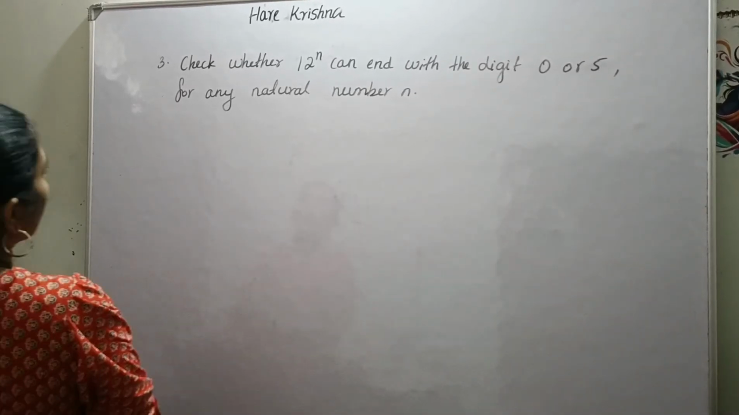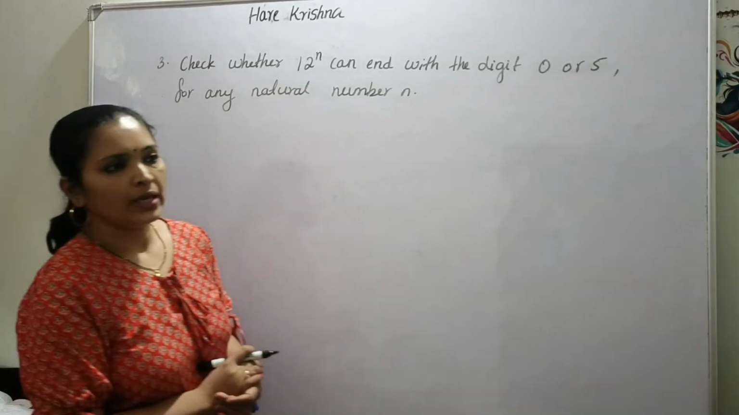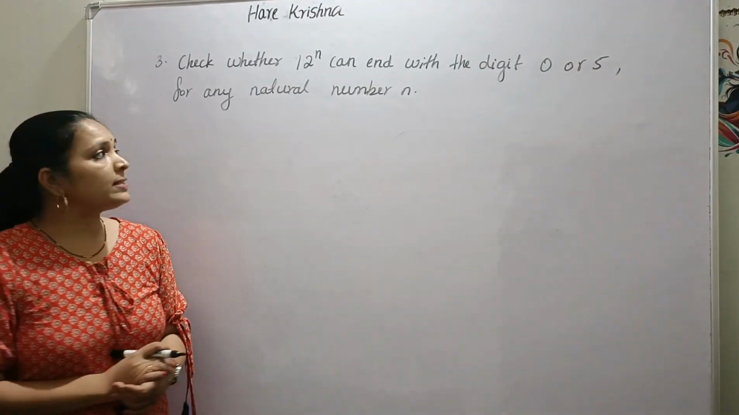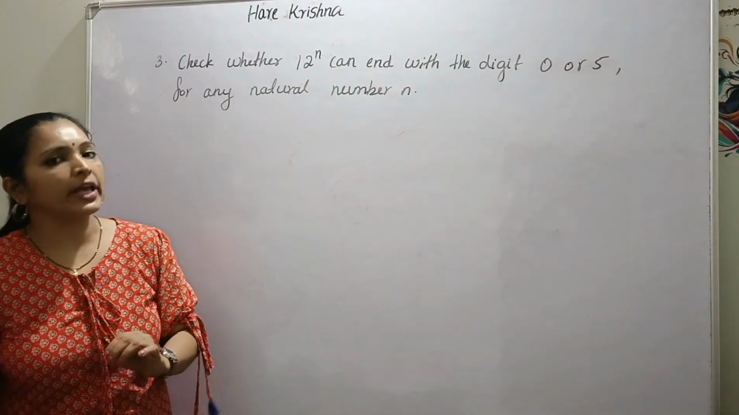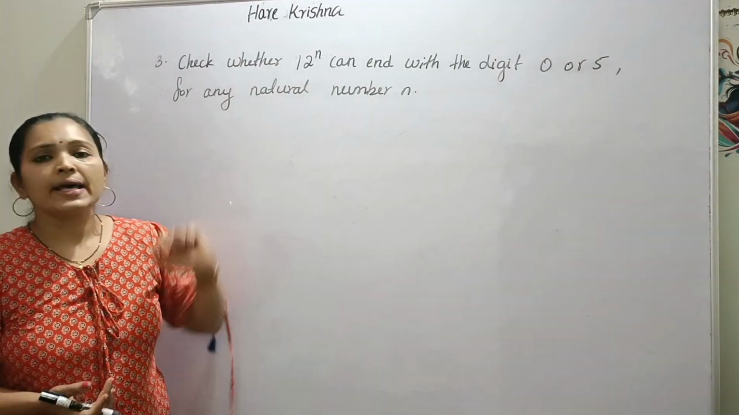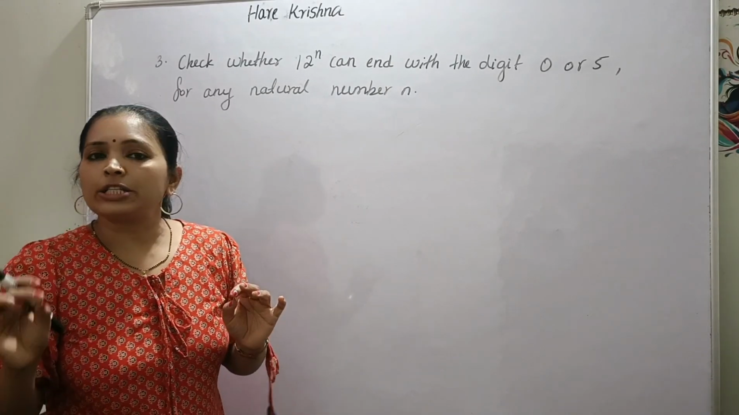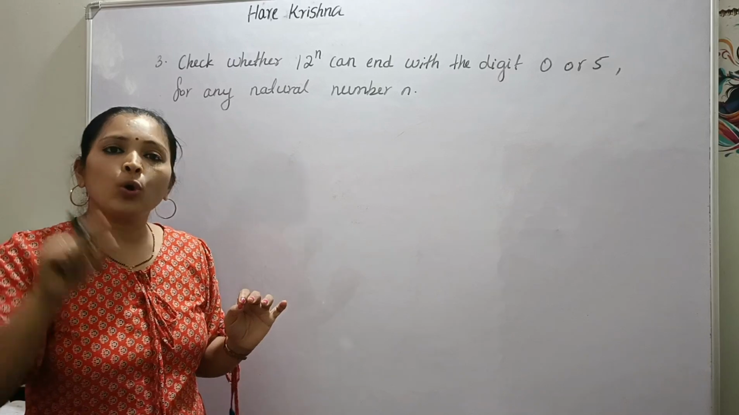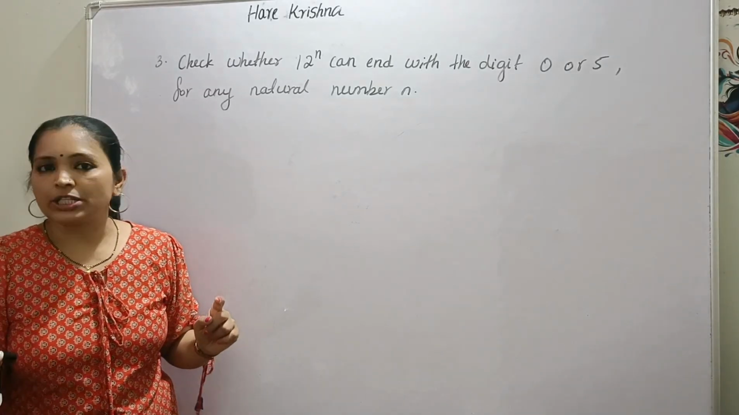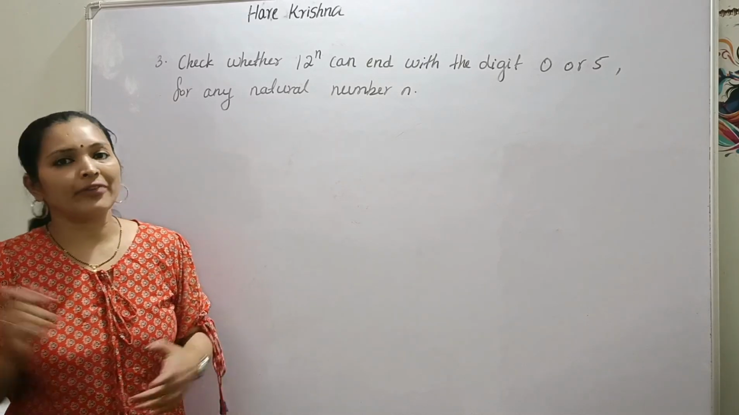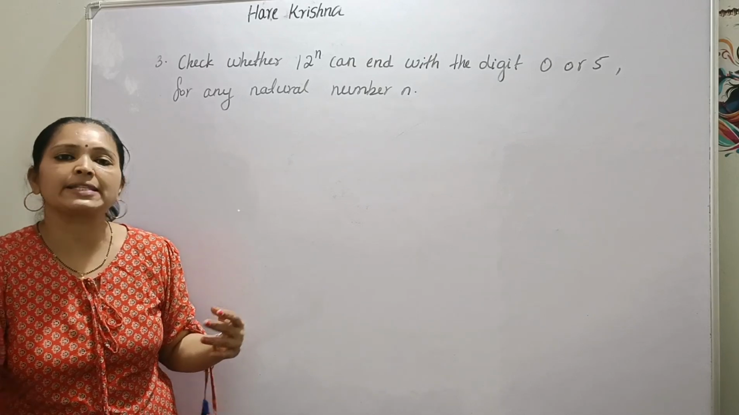Check whether 12 raised to n can end with the digit 0 or 5 for any natural number n. See here, we have to check whether the number 12 raised to n can end with the digit 0 or 5, where n is a natural number. We know that any number ending with the digit 0 is divisible by both 2 and 5, and any number ending with the digit 5 is divisible by 5.